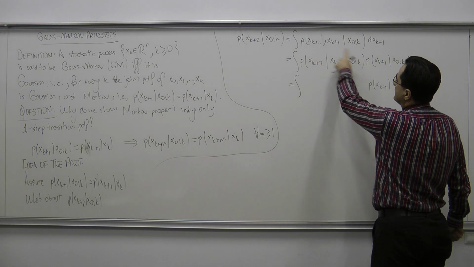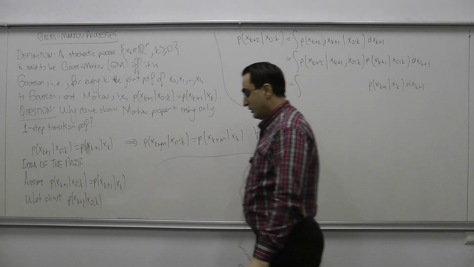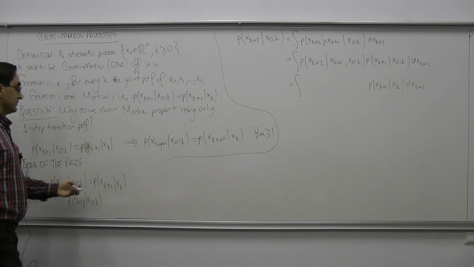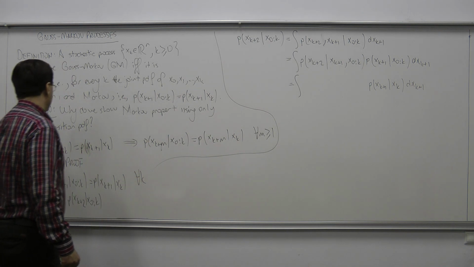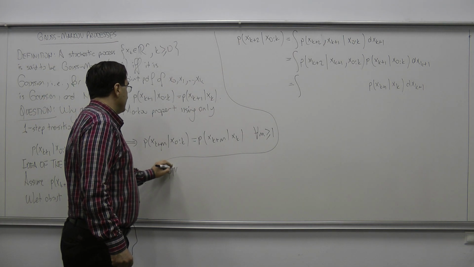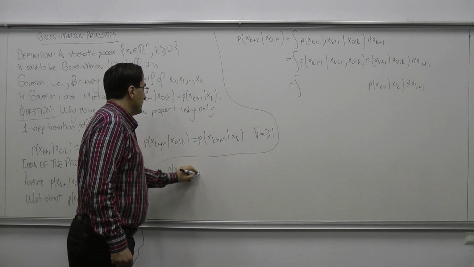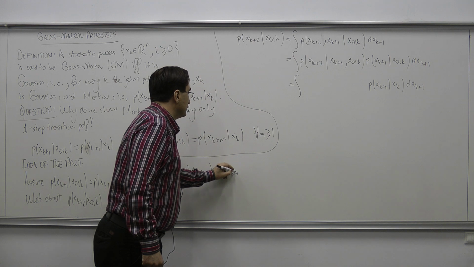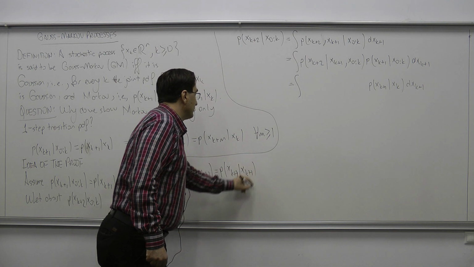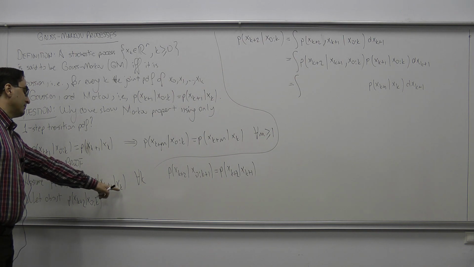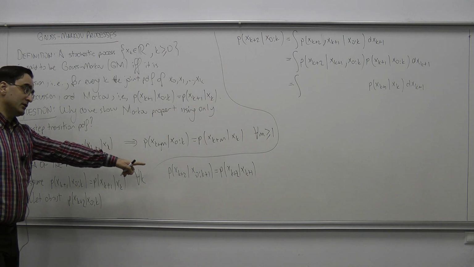This is also a one-step transition PDF. As a result, it needs to satisfy this property. We are assuming that this is true for all k, so I can substitute k equals k+1. In that case, P of x_{k+2} given x_{0:k+1} is equal to P of x_{k+2} given x_{k+1}. If I substitute k equals k+1 in this property, I obtain that property.